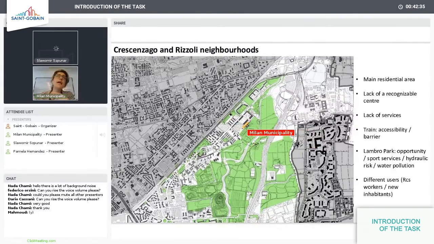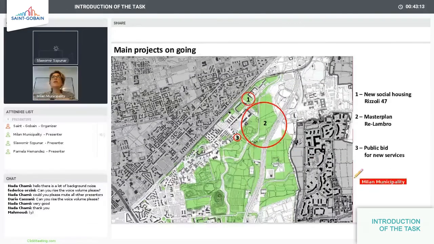Then it's important to underline the fact that in the neighborhood there are different users, because it's true that it's mainly a residential area, but at the same time, just in front of your lot, there is a venue of an important firm, which is an editorial company. That means that there are different users and different people beside the inhabitants of this kind of outskirts. At the same time, there will be new inhabitants, because here there will be a new building of social housing. I'm gonna tell you something more in a minute.